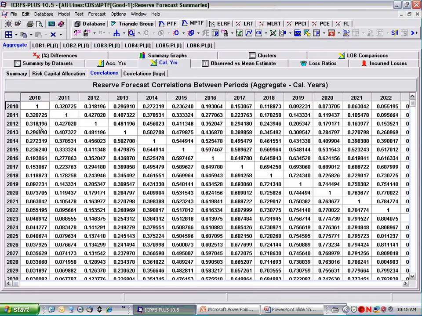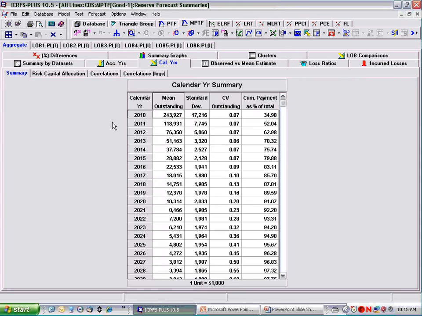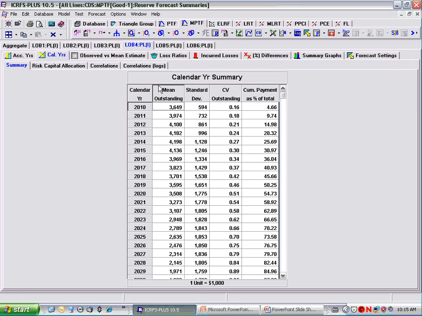you'll find that the correlations are pretty low. Also for the aggregate, if you look at the calendar year distributions, by 2011, you've already paid 52% of your total reserves. So it's the next 2 years that's where you make 52% of your payments. However, for LOB4, it's a very different picture. LOB4, wow, I mean, you've got to go to 2019 before you pay 50% of your reserves.